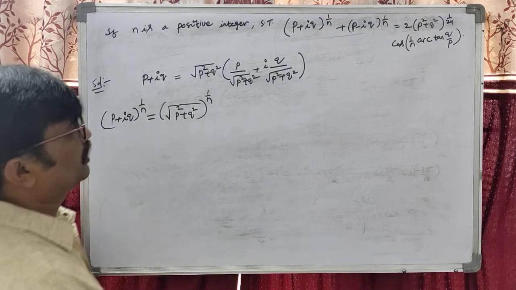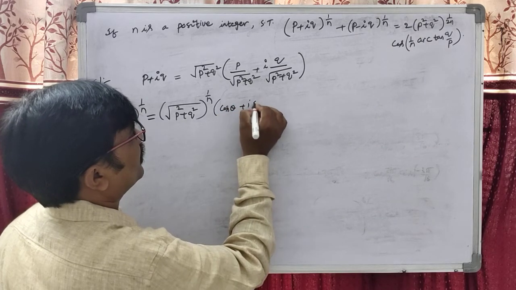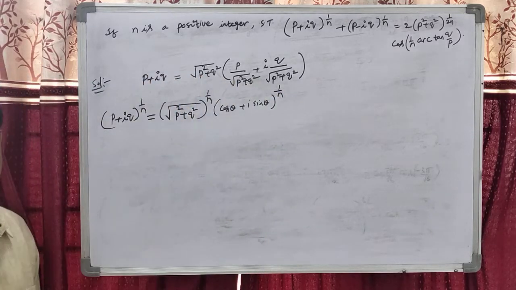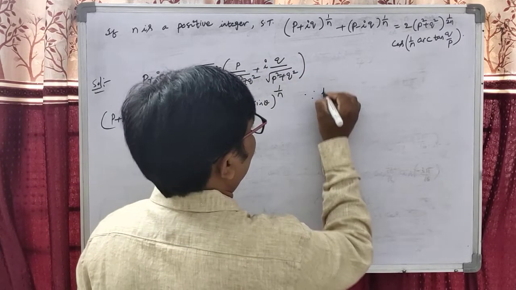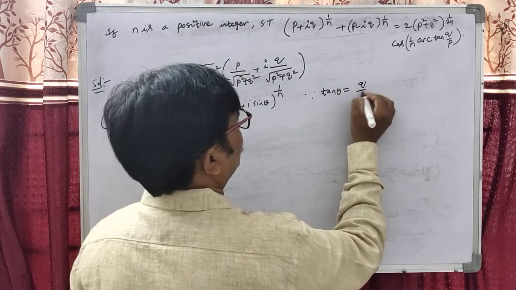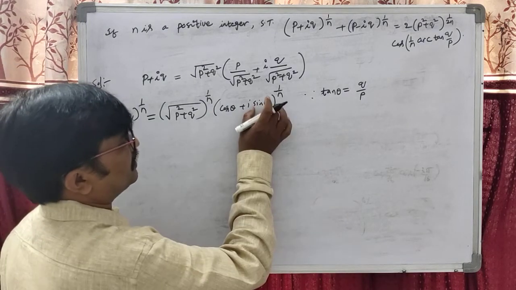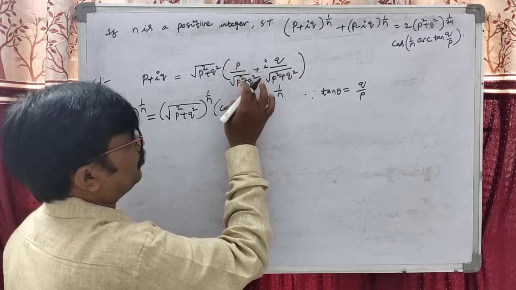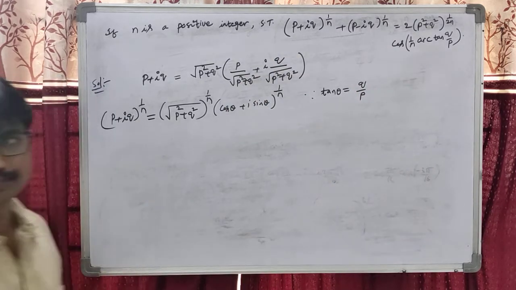This is, students, first we take this as cos θ, and this is i sin θ, whole power 1/n. On both sides we are taking power 1/n. This we take as cos θ, this is sin θ. Therefore students, tan θ is sin θ by cos θ, that is q by p. What is this, students? Tan θ is sin θ by cos θ. Sin θ is q by √(p² + q²). Cos θ is p by √(q² + p²). Tan θ is sin θ by cos θ, that is q by p.